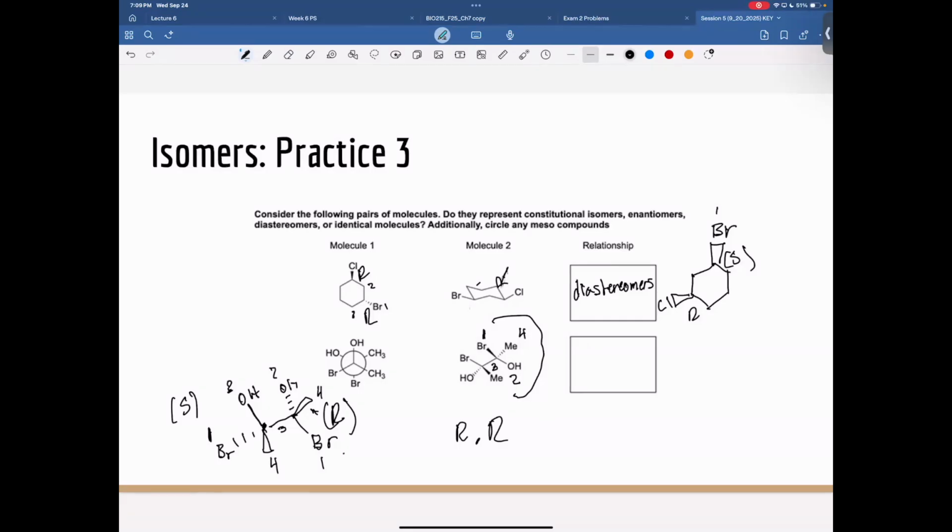So comparing these, we have SR versus RR. RR, I sound like a pirate. But that makes these diastereomers.